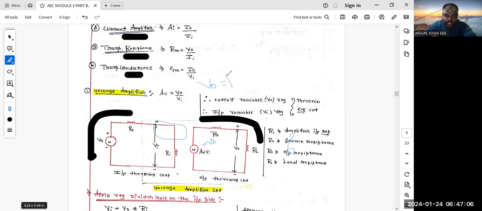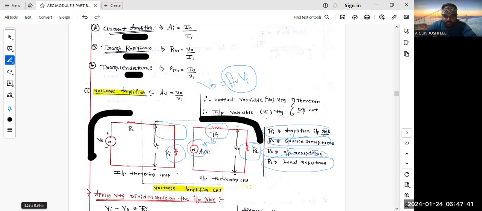V naught is equal to Av into Vi. This equation we should write on the output side here, and then R naught. Here Ri, here Rs, here R naught, and here the load resistance RL. We need to mention this V naught. This is the input Thevenin circuit and this is the output Thevenin circuit. Ri is the amplifier's input resistance, Rs is the source resistance, R naught is the output resistance, and RL is the load resistance.